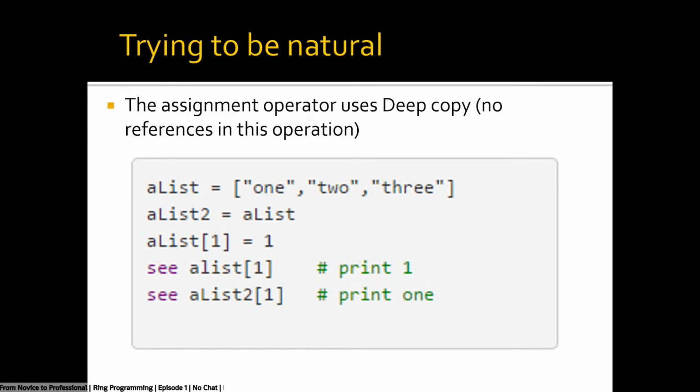A list 1 is 1, 2, 3. A list 2 would be equal to 1, 2, 3, an array with values 1, 2, 3, also not a reference to a list. A list 1 is 1. See a list 1, print 1. See a list 2, print 1. Oh, I see, because it's a deep copy. So after you changed it, a list 2 is unaffected.